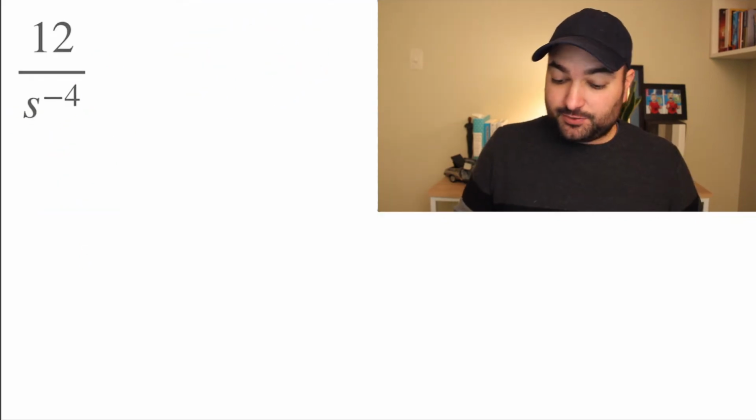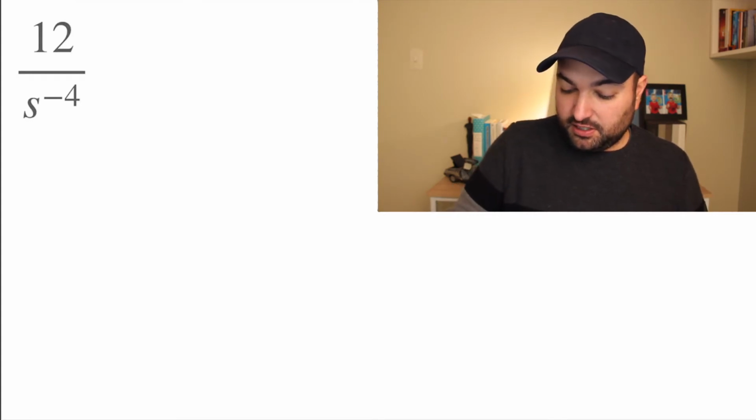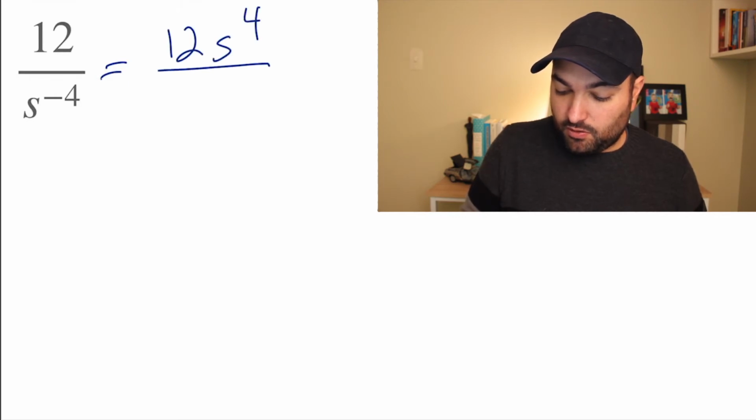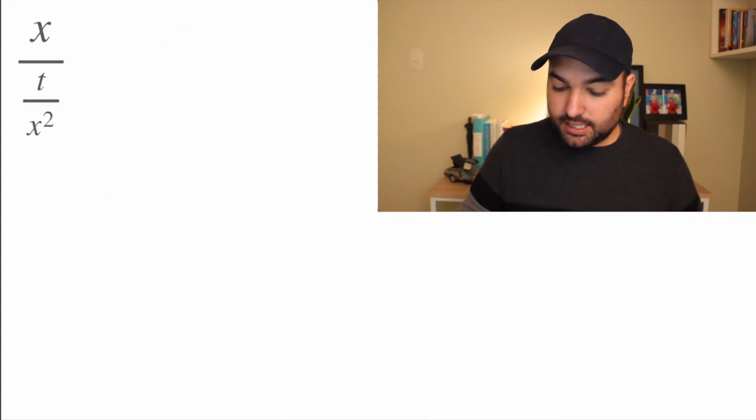Easy. All right, for this one, what we'll do is we will just take the bottom bit and move that up to the numerator, and we'll have something that looks like this. 12s to the power of 4 over 1. And we won't write it over 1, we'll just write 12s to the power of 4. And that's our answer. Next one.